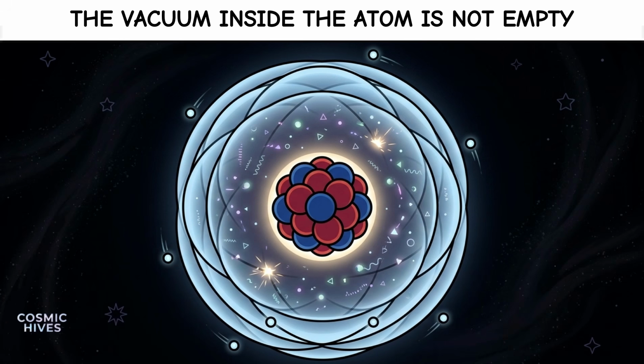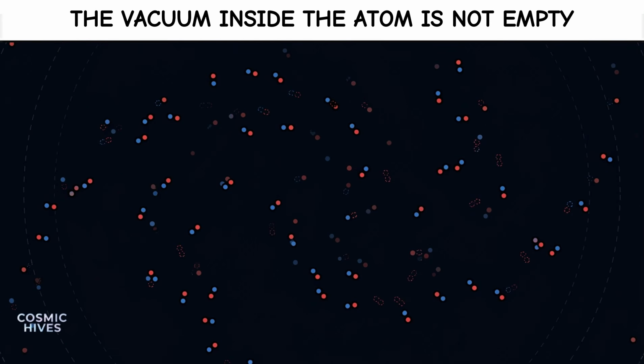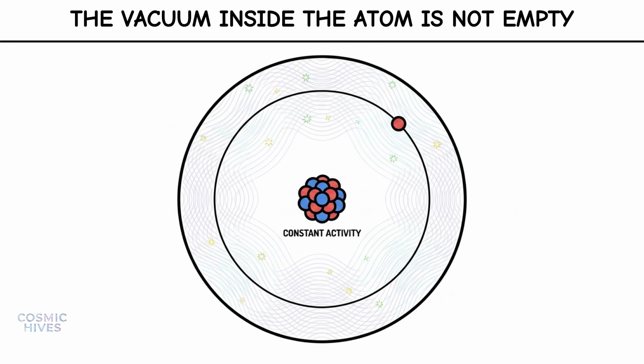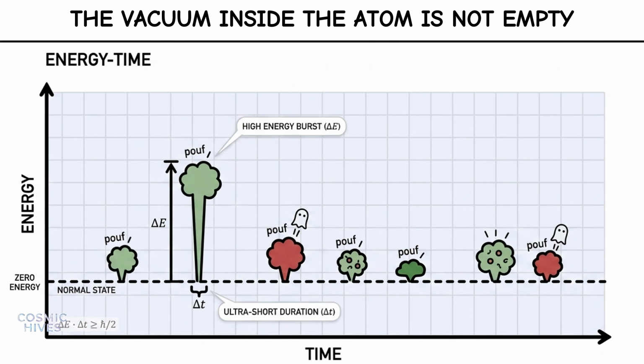Number 4. The vacuum inside the atom is not empty. Virtual particles are constantly appearing and disappearing. Even in the spaces inside an atom that contain no matter at all, quantum field theory predicts something is happening continuously. The Heisenberg uncertainty principle, applied to energy and time rather than position and momentum, permits brief temporary violations of energy conservation, provided they are short-lived enough.